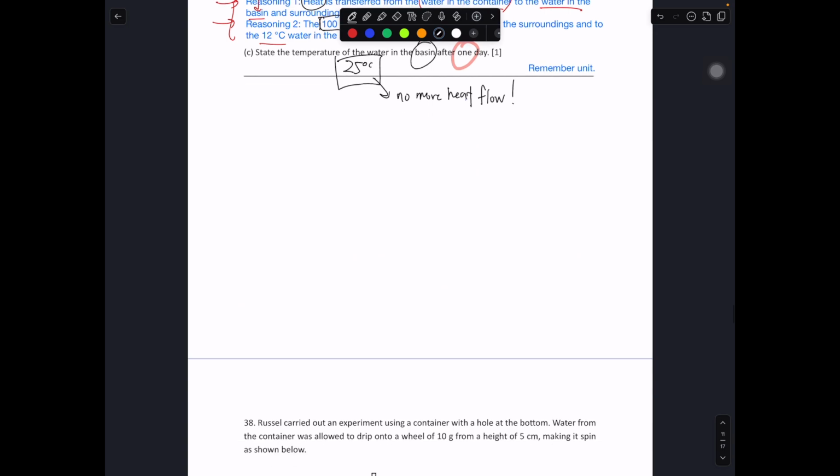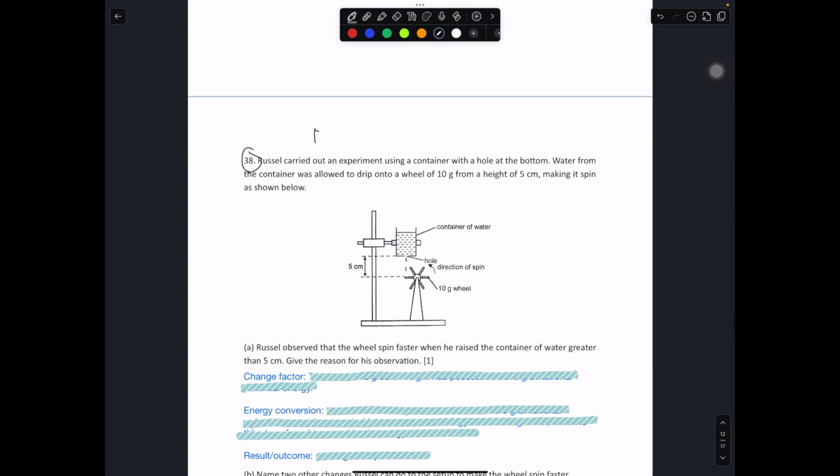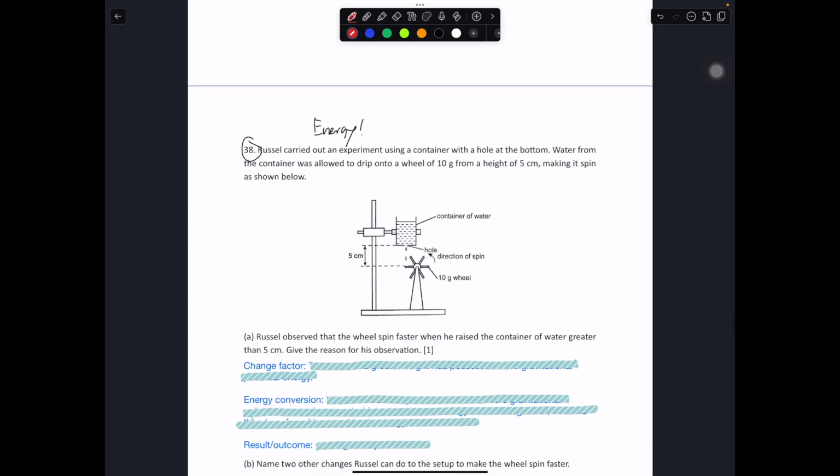Okay, so let's go on to 38. Okay, 38 is about energy conversion. Russell carried out an experiment using the container with a hole at the bottom. Water from the container was allowed to drip onto the wheel of 10 grams, very specific, from a height of 5 cm, making it spin as shown.